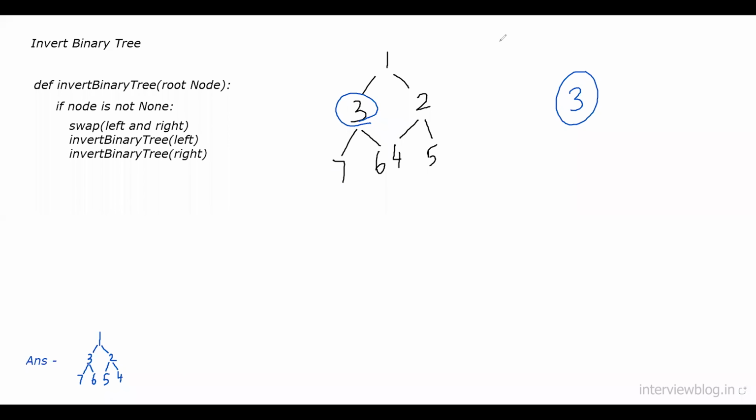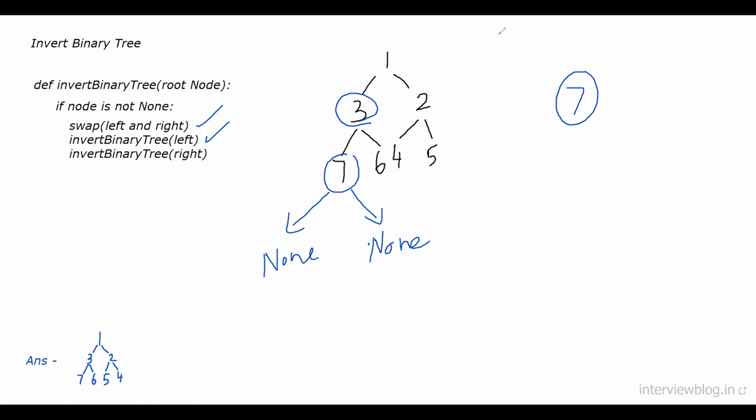So now again, my invert binary tree function will call this function on this node 7. So while calling this function on this node 7, we can see that 7 has the left pointer with the value none and a right pointer with the value none. So since both of them are none, even if we swap, it will remain the same. So the swapping here actually occurs, but it doesn't affect the given input binary tree.